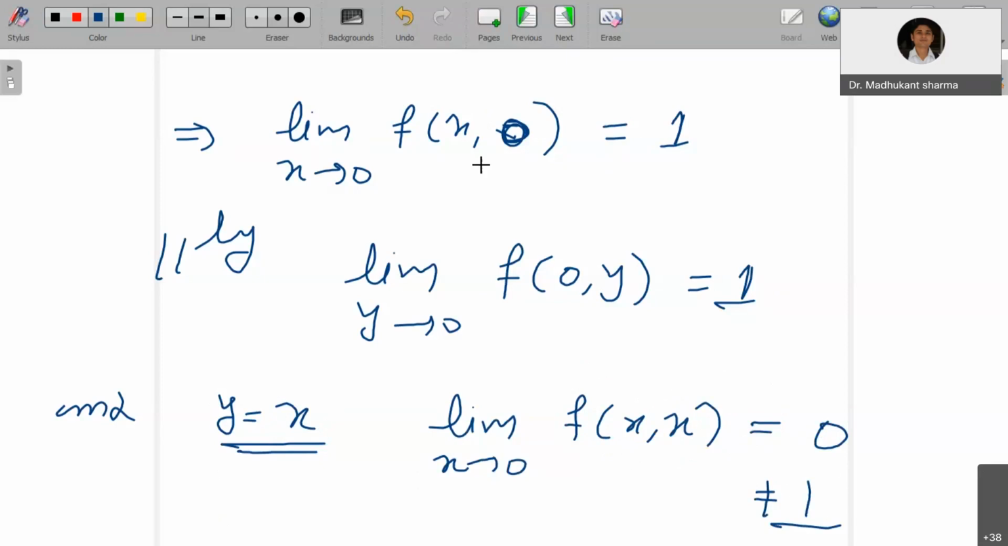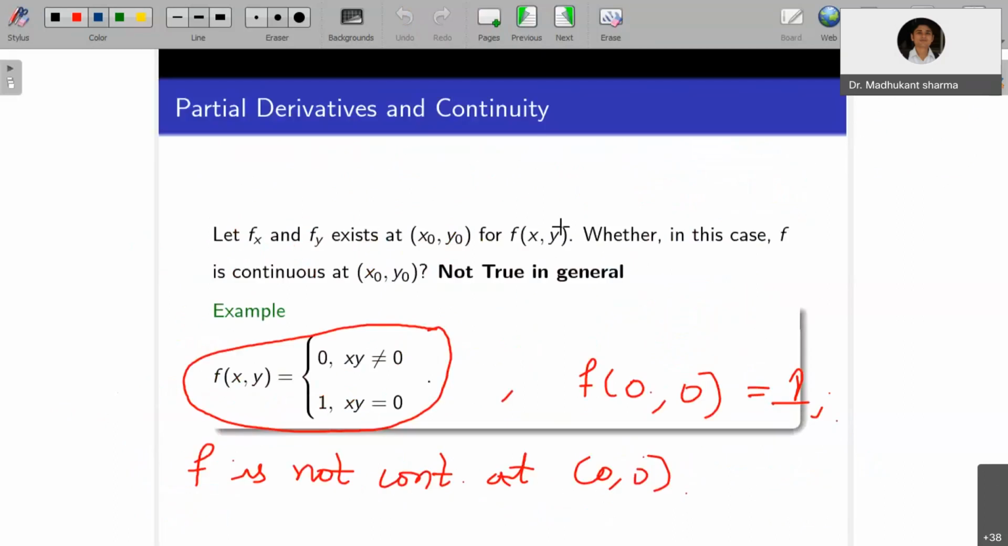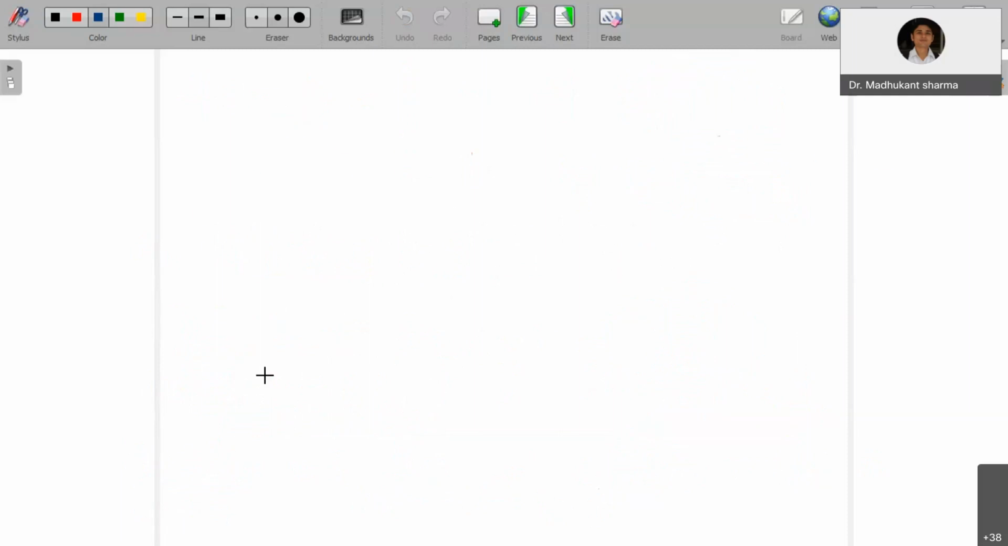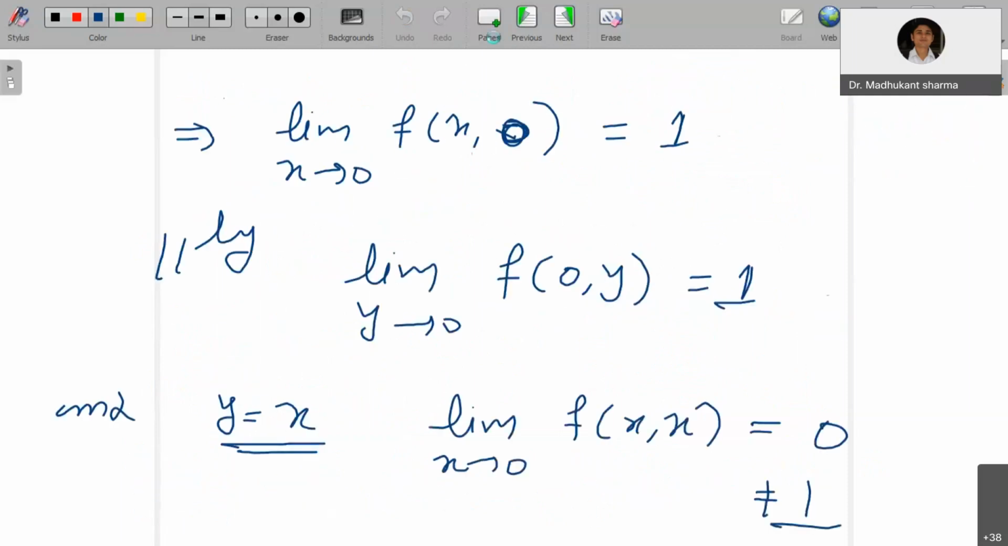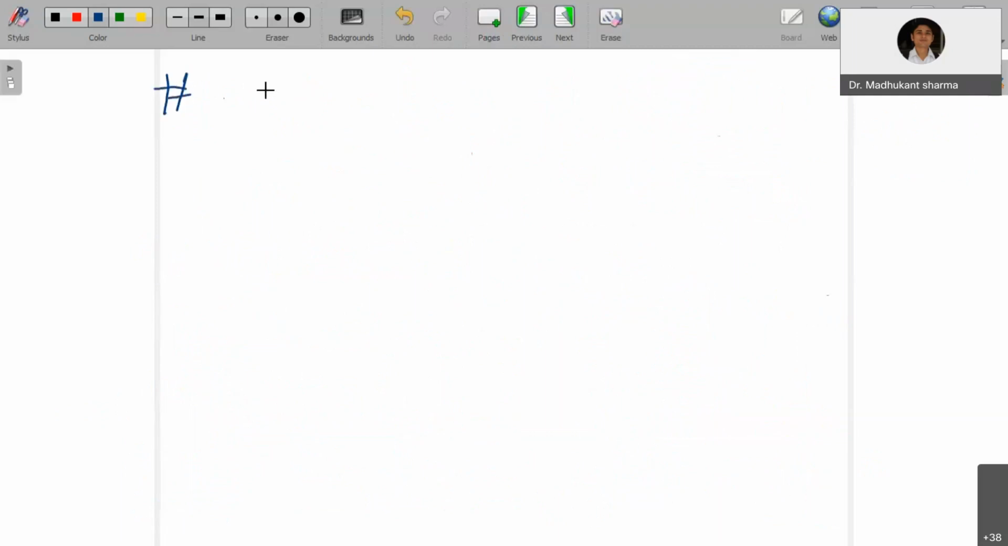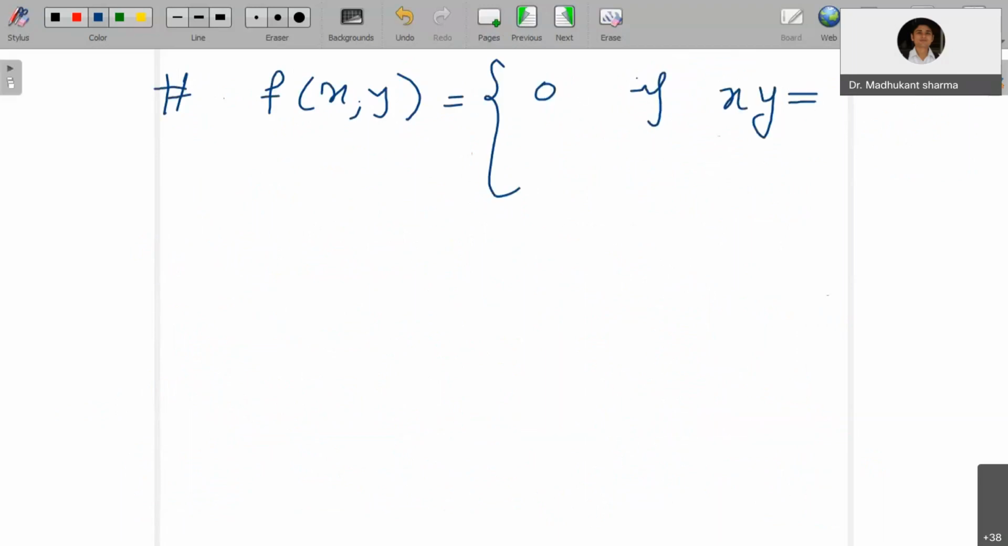Now the question is whether the partial derivative exists, because this is what we want to show. If the partial derivative exists, we can't guarantee that f is continuous at that point. Now you have to see what the partial derivatives at (0, 0) are, both fx and fy. So let me show you that now. I'm rewriting the function here: f is 0 if x times y is non-zero, 1 if x times y is 0.